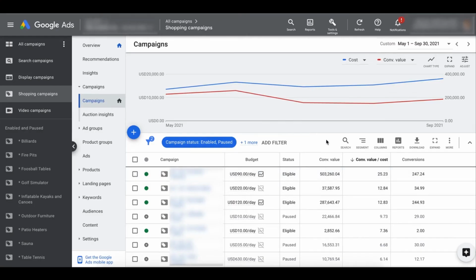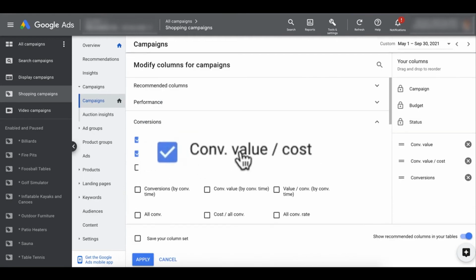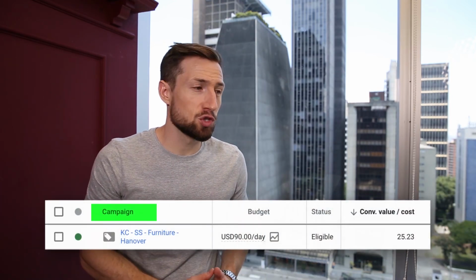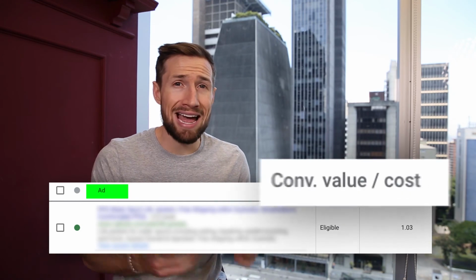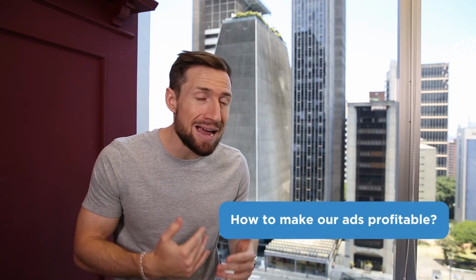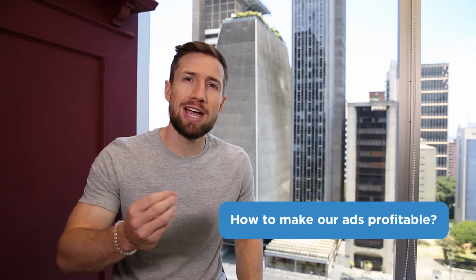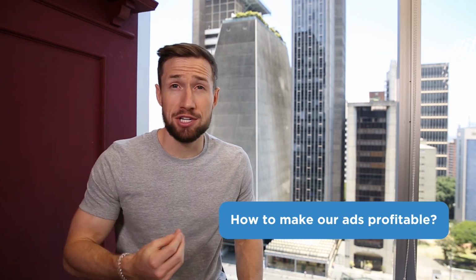What I love about this is it's an easy metric that we can check anytime we want. Just open up your Google Ads account and show the column conversion value over cost. You'll find this metric viewable through all of your Google Ads account. You can see if certain campaigns, certain ads, certain search queries are profitable for your store. So now that we know if we're profitable or not, how do we actually make our account profitable? This is where the optimizations and strategies come through.